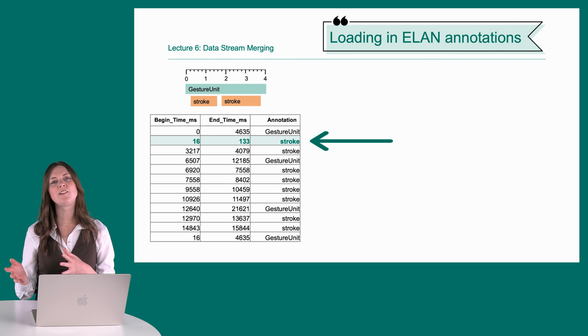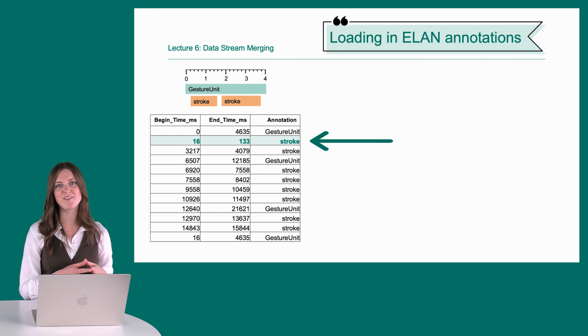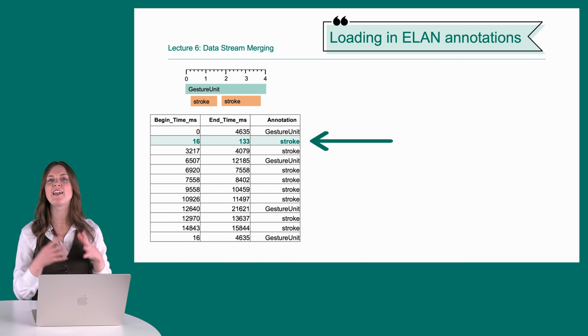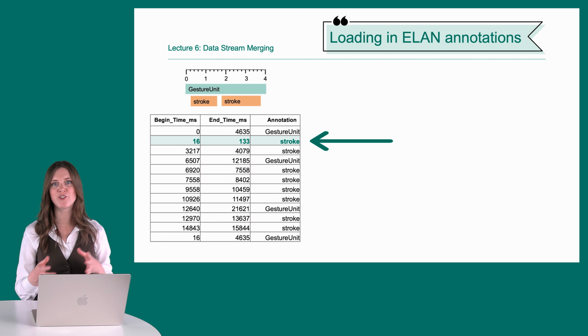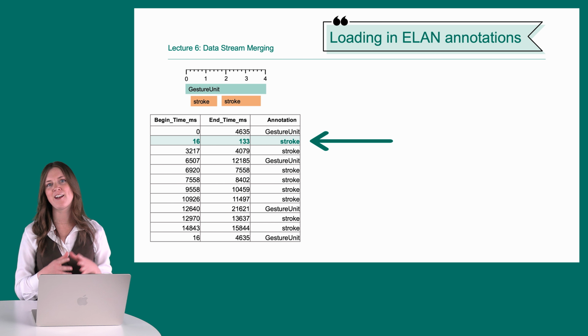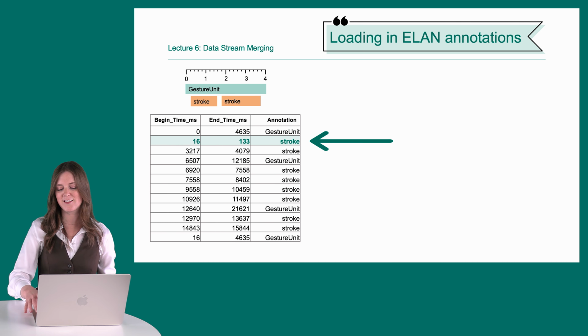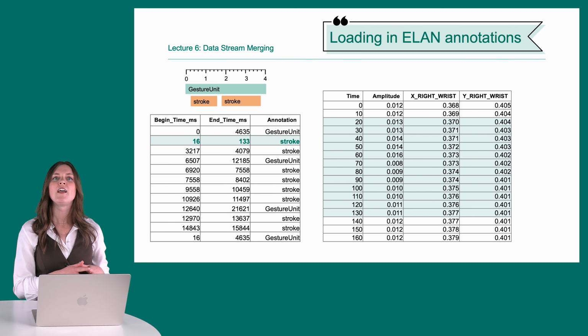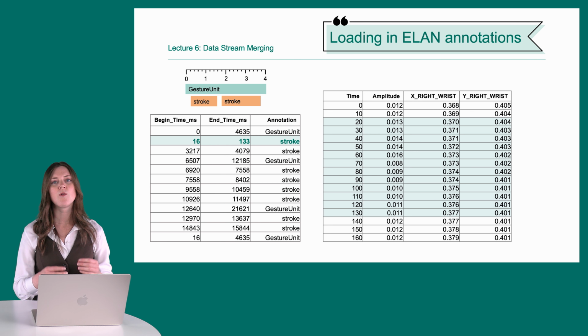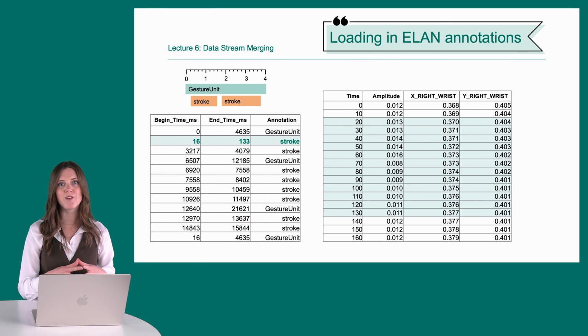Our last step is to load in our ELAN annotations. In the highlighted row in the table on the left, we have a hypothetical example of a gesture stroke that starts at 16 milliseconds and ends at 133 milliseconds. If you look at the table on the right, I've also highlighted the rows in our motion tracking data frame where the values in the time column fall between the begin and end time of our gesture stroke.